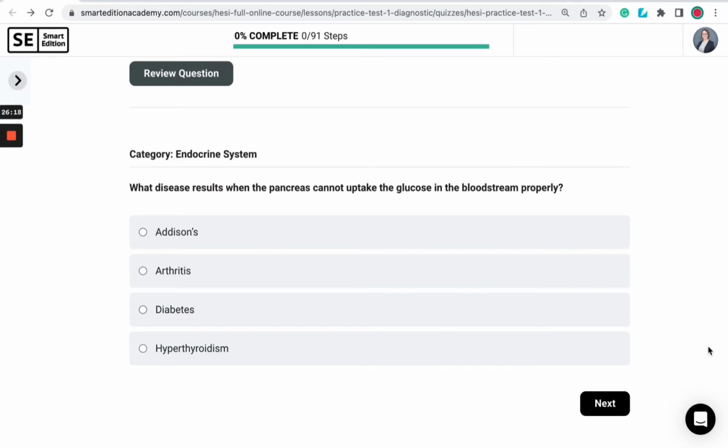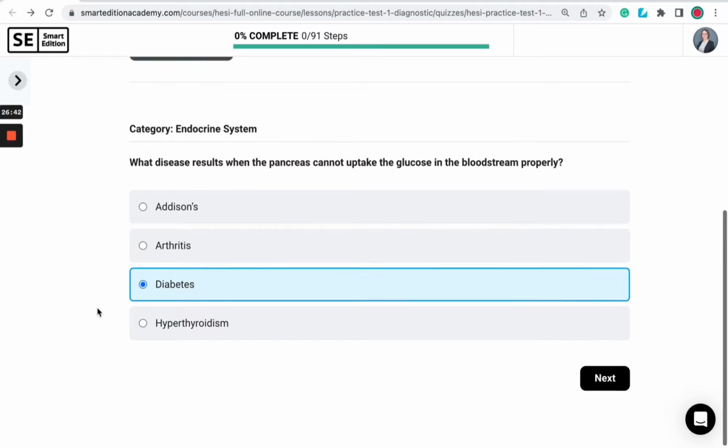What disease results when the pancreas cannot uptake the glucose in the bloodstream properly? Is it Addison's disease, arthritis, diabetes, or hyperthyroidism? The correct answer is diabetes.